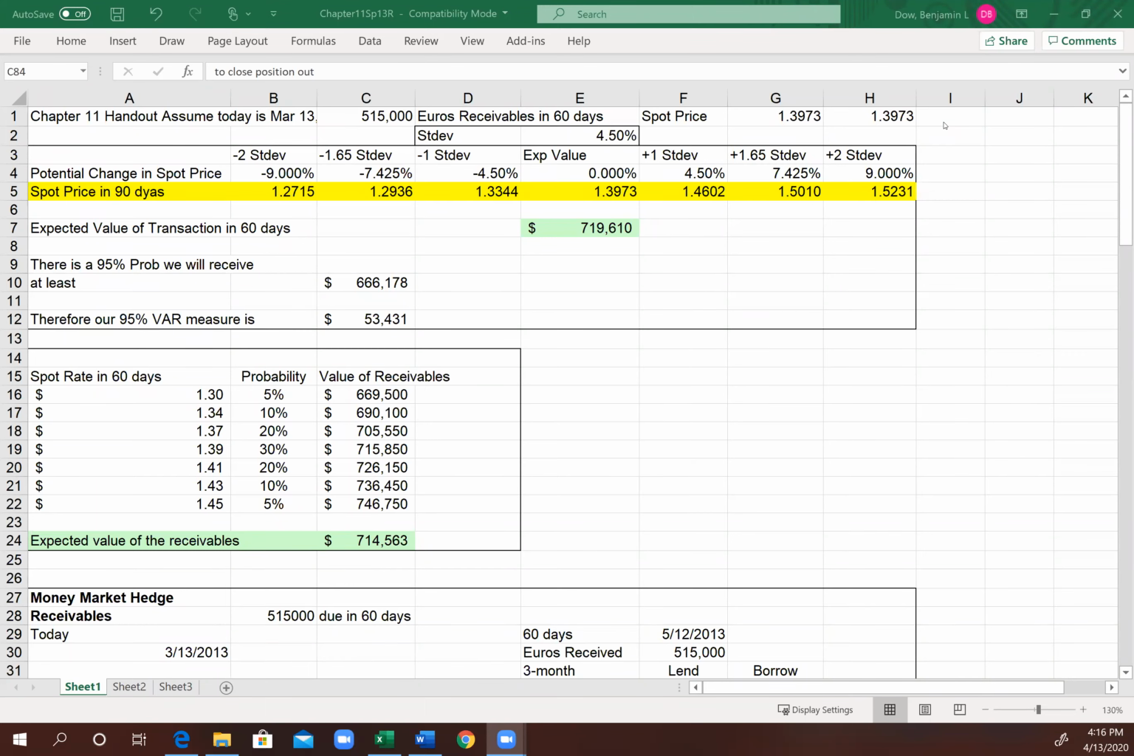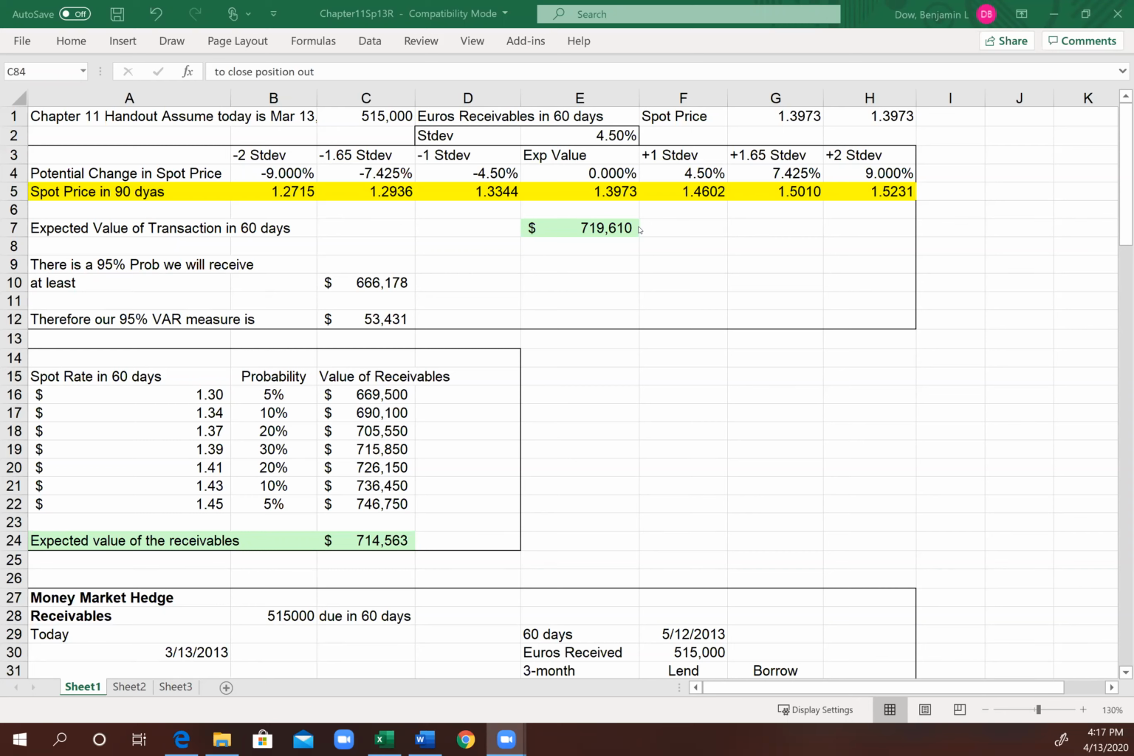All right, so what we're looking at is the Chapter 11 handout, the first question, going back to value at risk. If we have an expected value of 515,000 euros in 60 days, and there's no change in the value of the euro, then we will receive 719,610. Of course, we recognize there can be some changes, and the euro could either strengthen or weaken. Even though we have a 0% expected change, we have a standard deviation of 4.5% associated with that prediction.